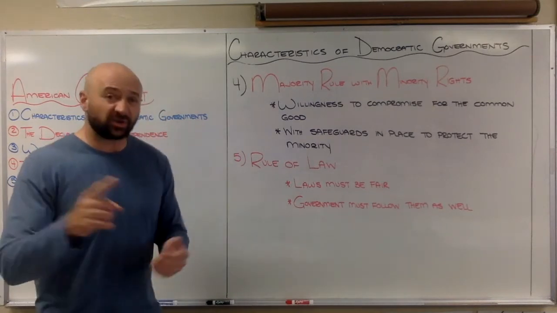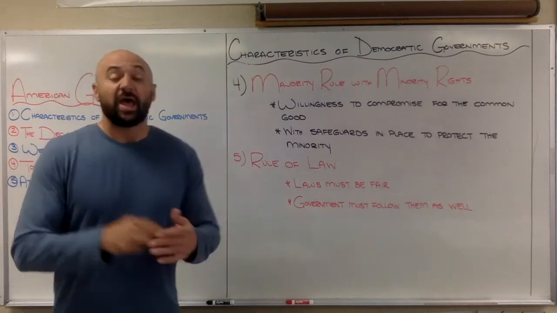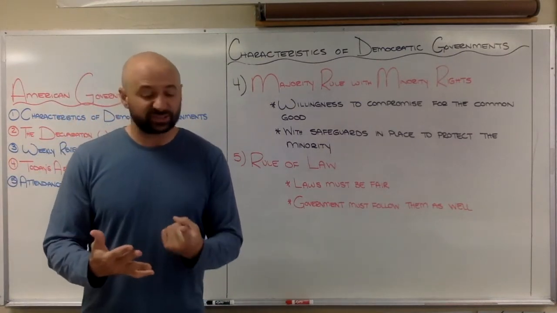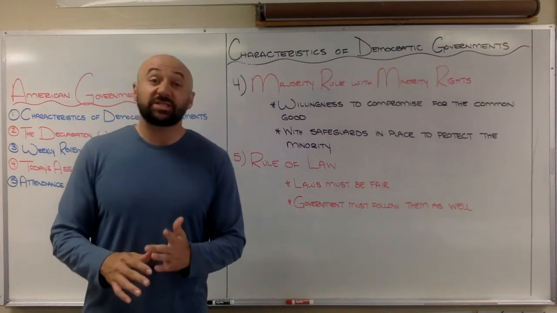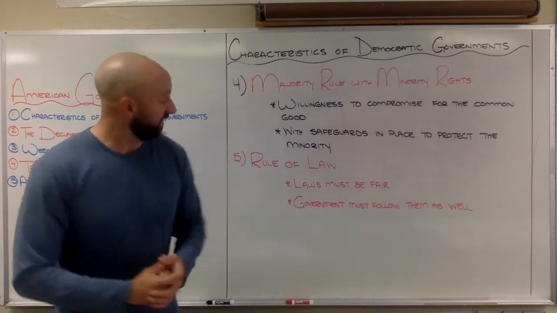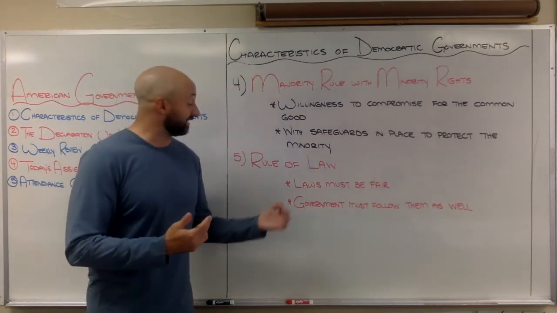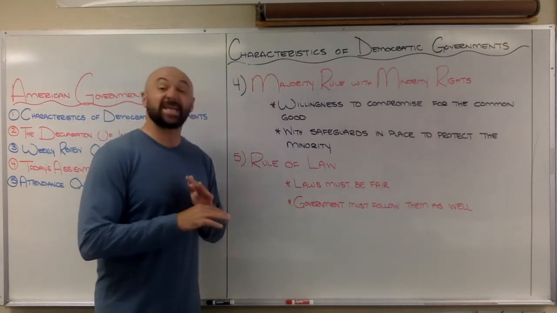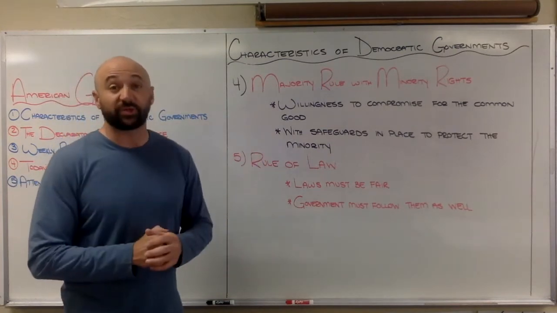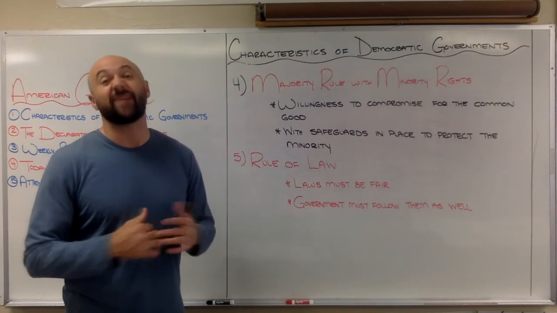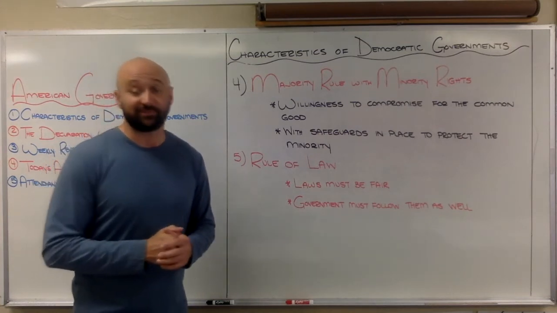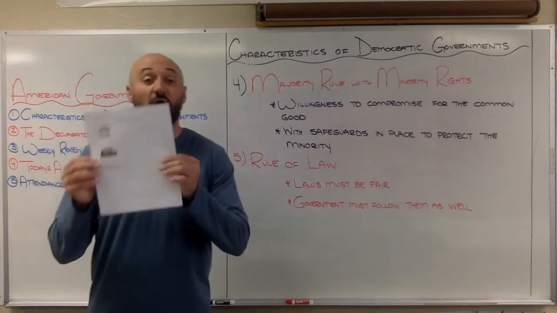That means Donald Trump, Barack Obama, any governor, mayor, senator, House of Representatives member, all of these people have to follow the same laws that you and I do. There's a reason this is all in red, because that's a very important one. Of the 5, that one is probably one of the most important, if not the most important characteristic of a democratic government.